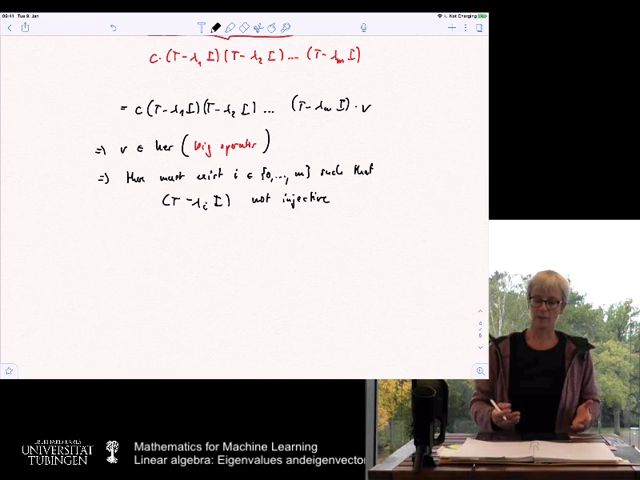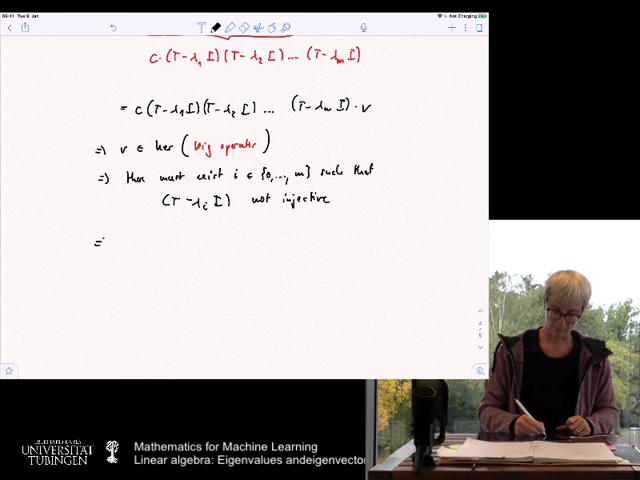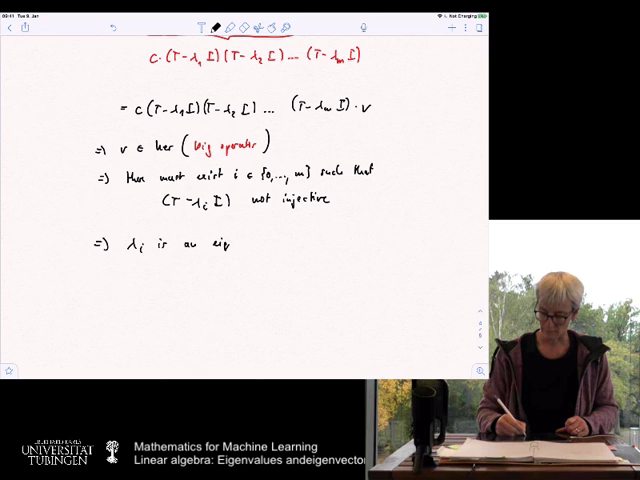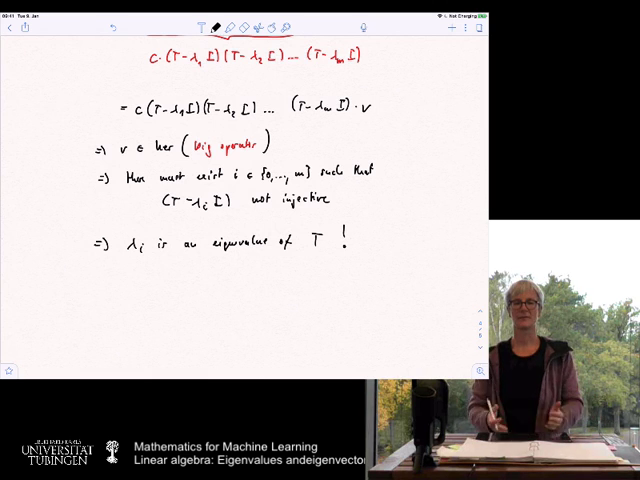But then it means, and now comes where we want to head, that lambda i is an eigenvalue of t. And there we go. This is what we wanted to prove. We have now found an eigenvalue of t.